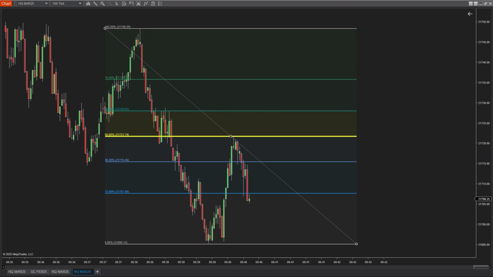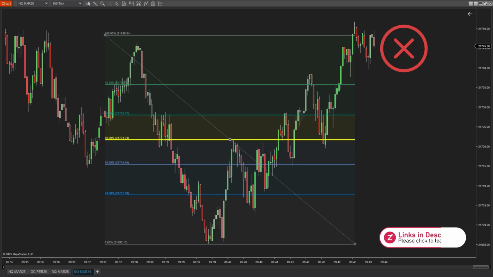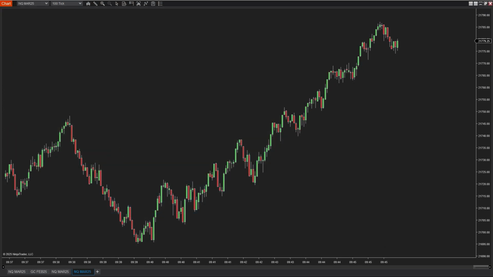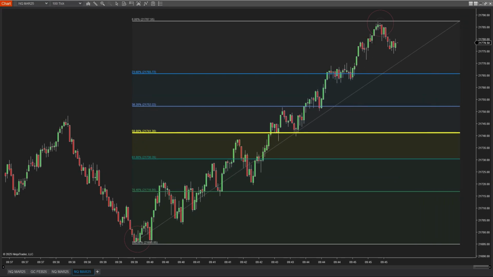But here's the thing. How many times have you seen the price ignore those golden ratios like 50% or 61.8%? Sometimes it slices right through them. Other times it barely reacts at 38.2% before marching along its trend. Sound familiar? It can be frustrating and leave you wondering, am I doing something wrong? Or is there more to Fibonacci than meets the eye?